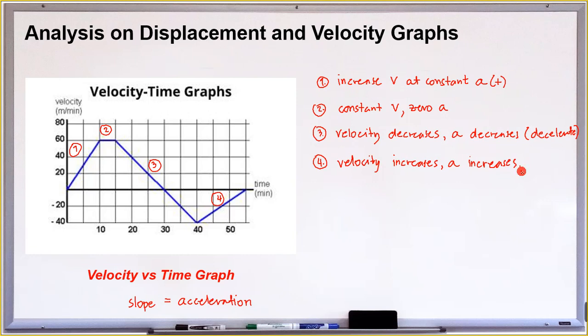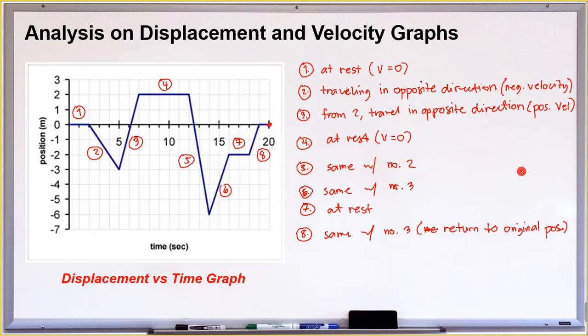Okay? So let's look at the slope. If it slants towards the right, it has a positive slope, meaning velocity increases, so the acceleration also increases. So again, my takeaway here is that the slope of the velocity-time graph is the acceleration of our object or our particle. However, for the displacement versus time graph, the slope here indicates the velocity.